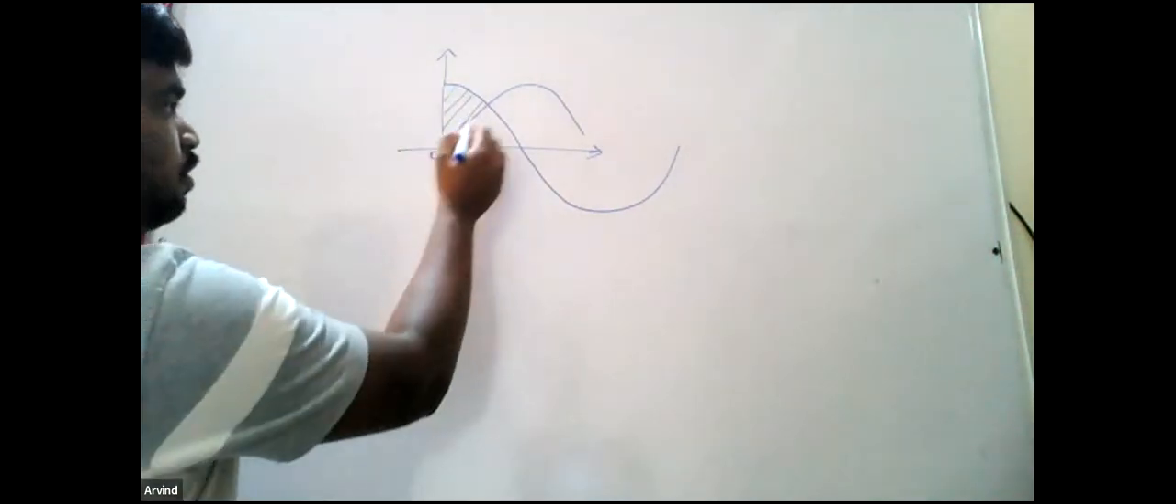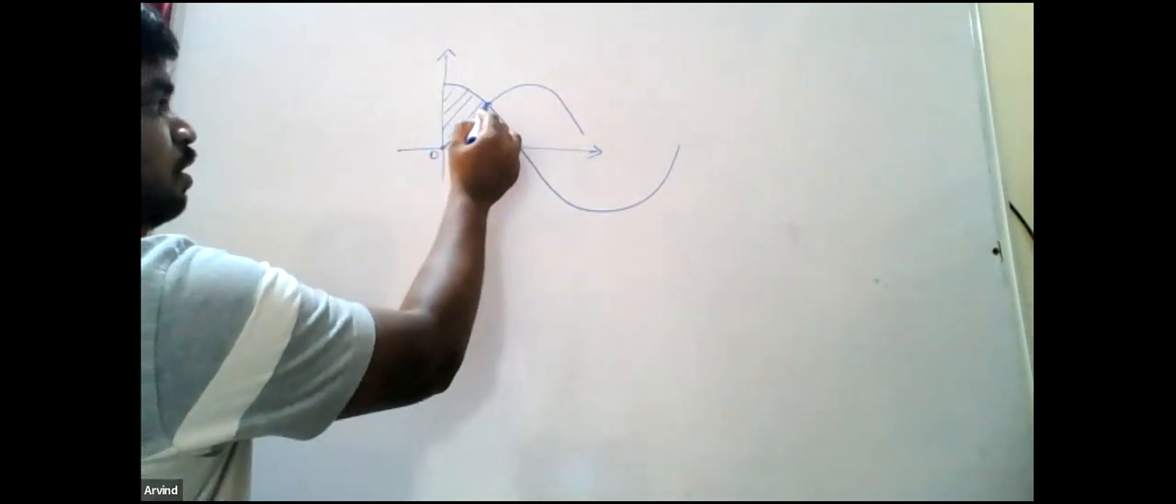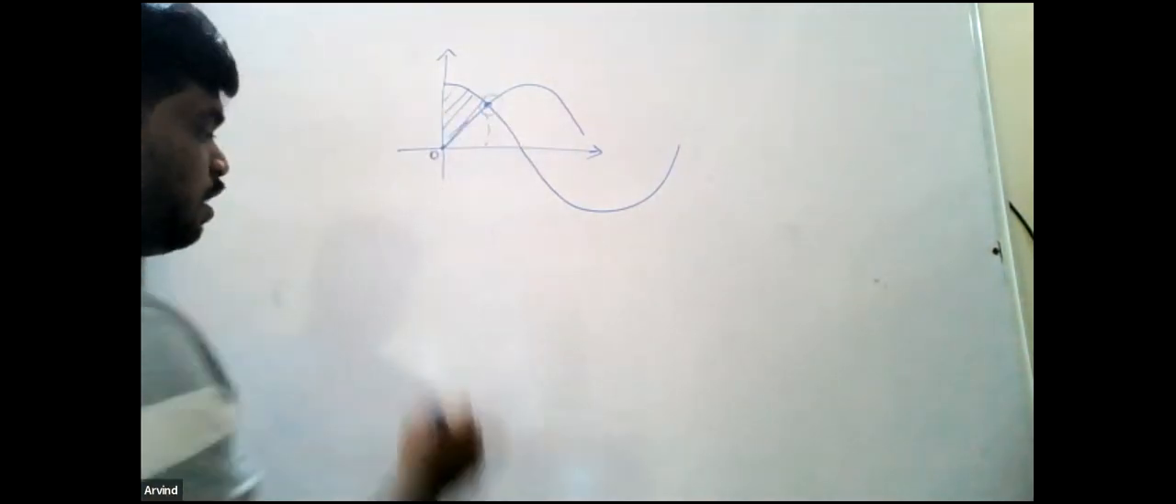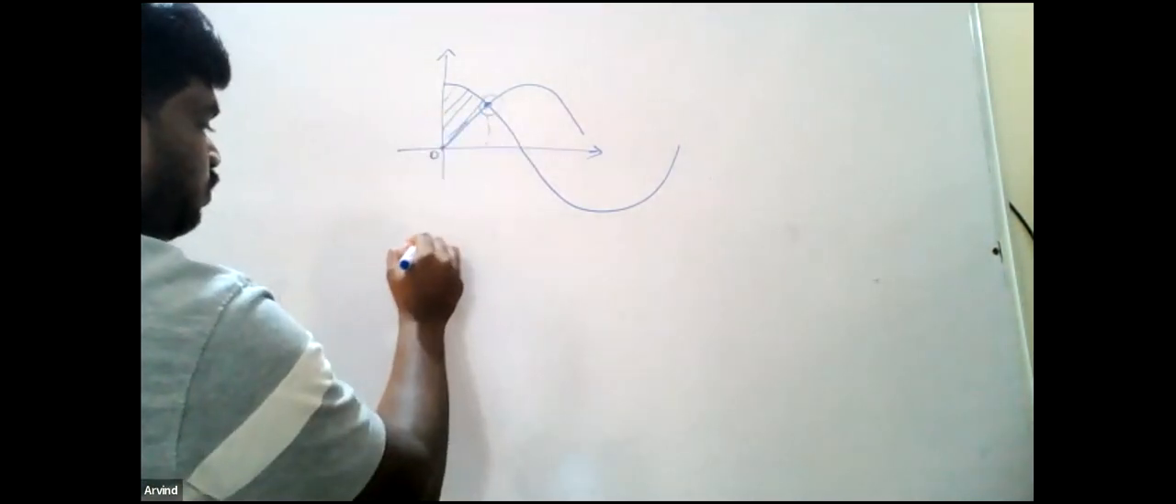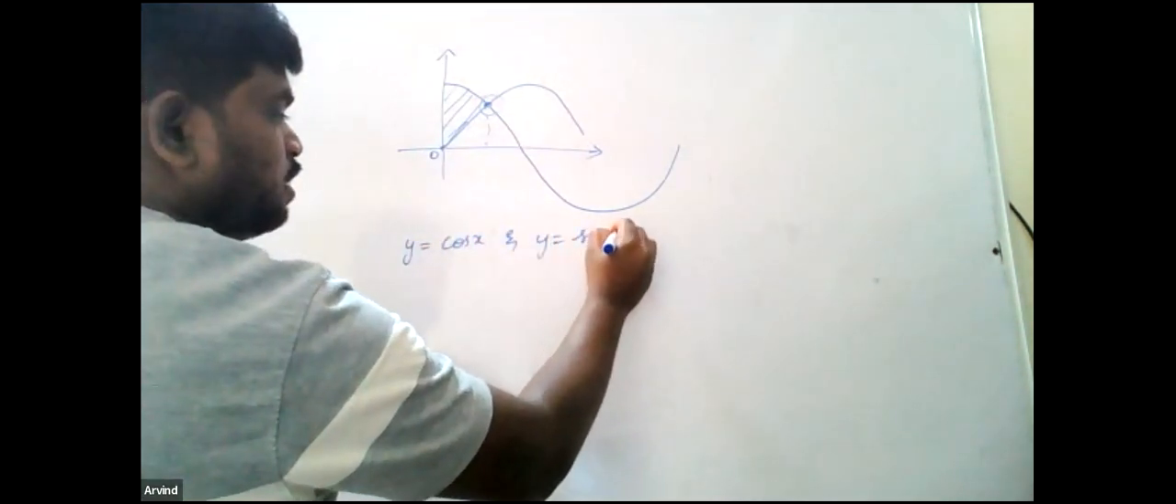Okay. So having seen the point, from here till here we have to integrate it. That's what we have to do. For that we have to find this intersecting point. Intersecting point of the curves y is equal to cos x and y is equal to sin x.